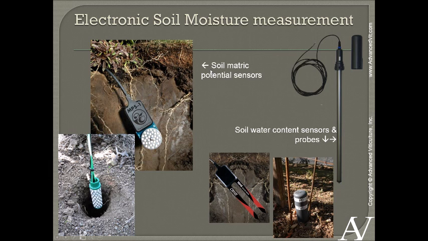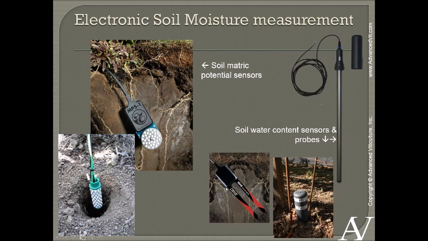So it's measuring how much water is being held within the sponge of the soil, or the matrix of the soil. It's a really good indication of how hard the plant has to pull to get that water out of the soil. So it's an important measurement. But I primarily use the ones on the right, and the ones on the right will measure water content.